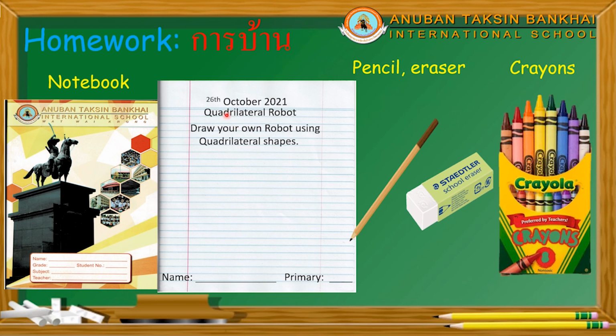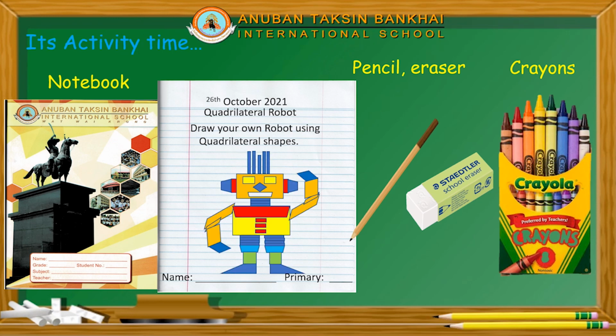Okay, this one. Write 26. In your notebook, this is a homework. Like this one, this is teacher guy's robot. Teacher guy is using quadrilateral shapes. But do not copy teacher guy's robot. Make your own robot.